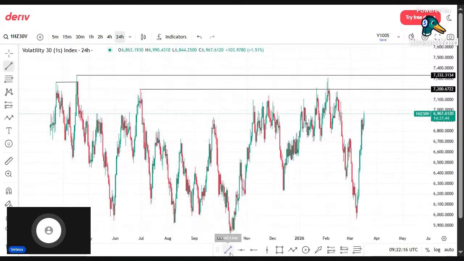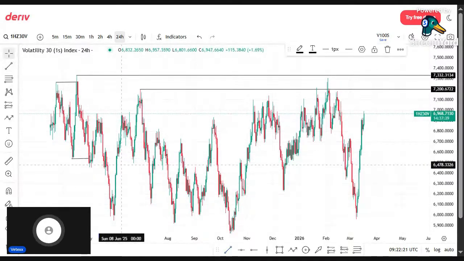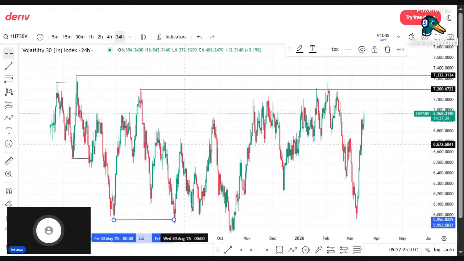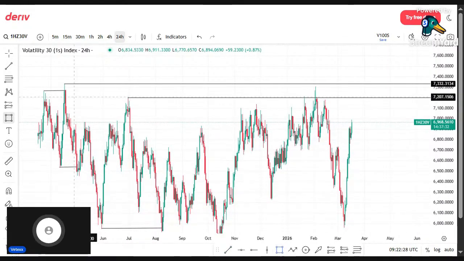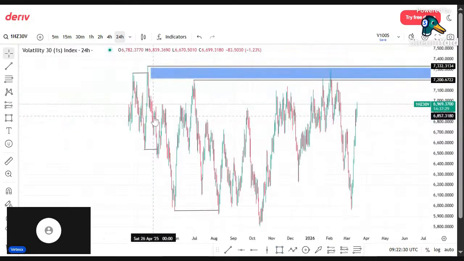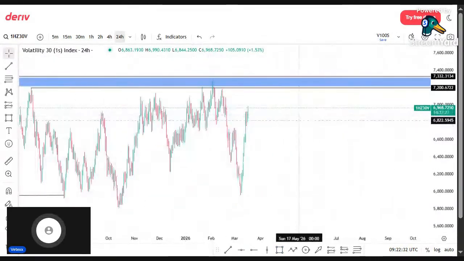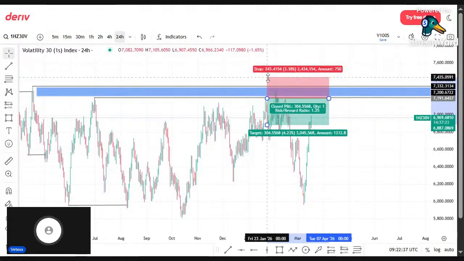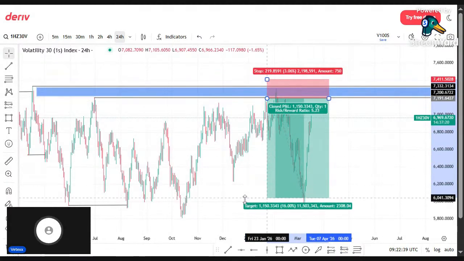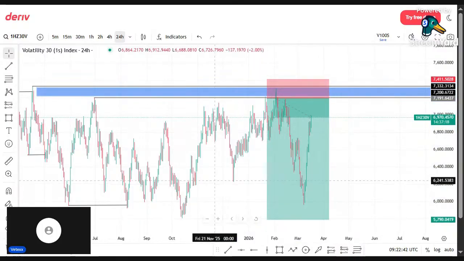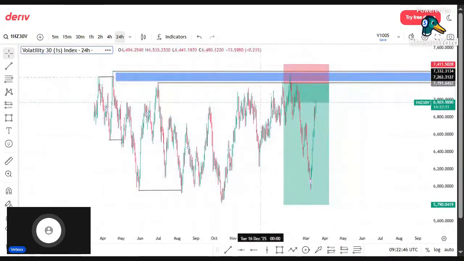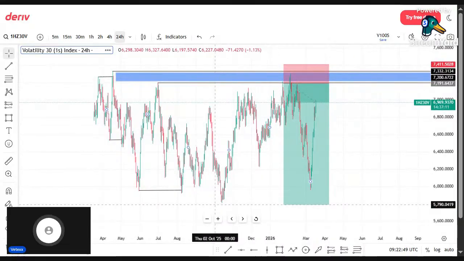So for us to have an A plus setup, does this give us a break of structure? Of course it did. We have a break of structure one, and this is our second break of structure. Okay, and this becomes our point of interest. So on this 24-hour time frame, price is expected to start selling from this zone, right? And the target is here. Okay, so this is the starting point, and this is the finish point.